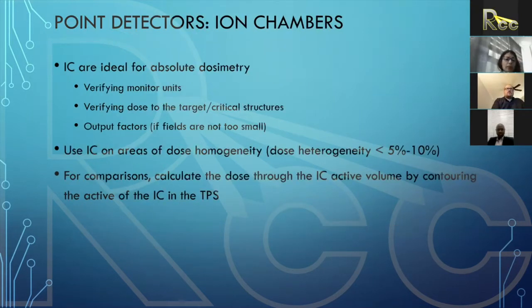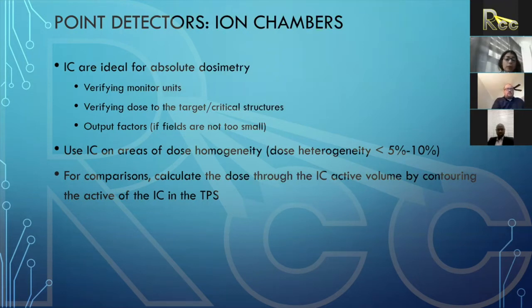So as I mentioned before, the ion chambers are ideal for absolute dosimetry if you have a calibration factor for your chamber, or if this has been cross-calibrated with a chamber that has been calibrated. So you might verify your monitor units, you can verify the dose to the target or critical structures, you can measure the output factors if the fields are not too small. So we refer to fields being too small when they are below 3 by 3 square centimeters.